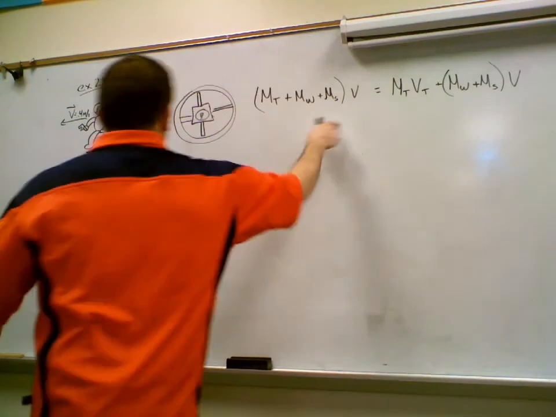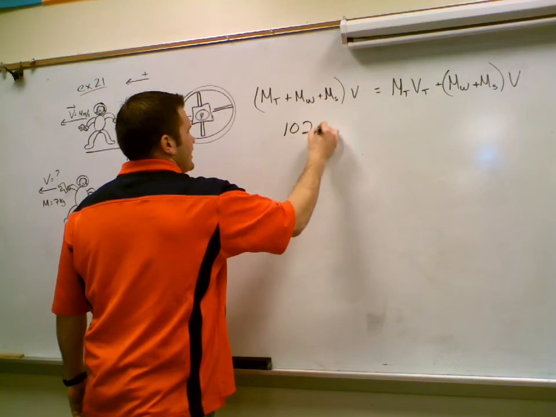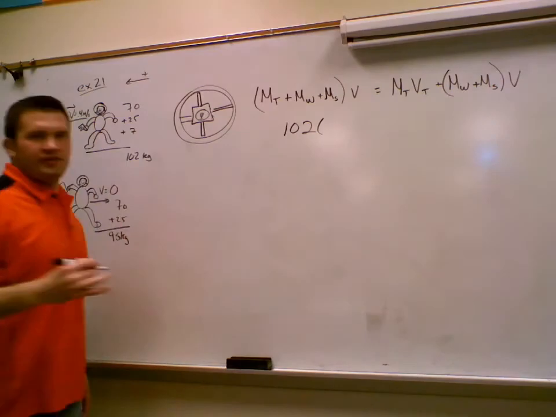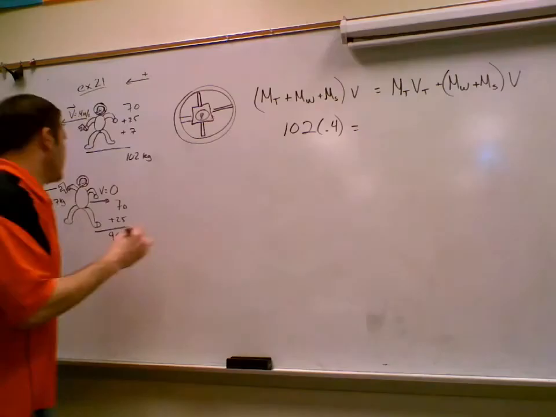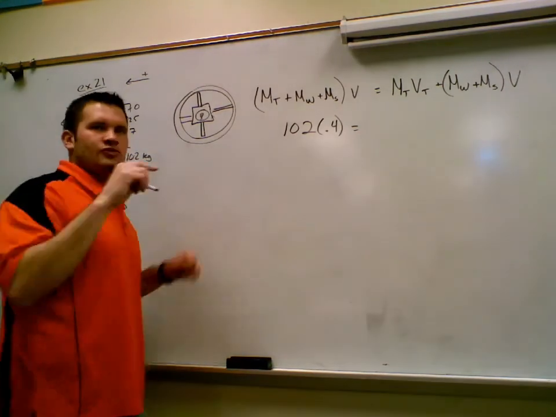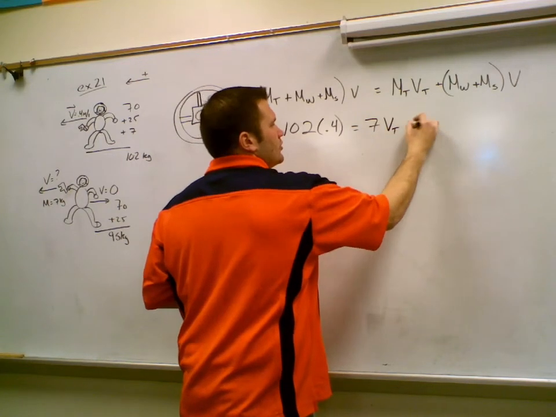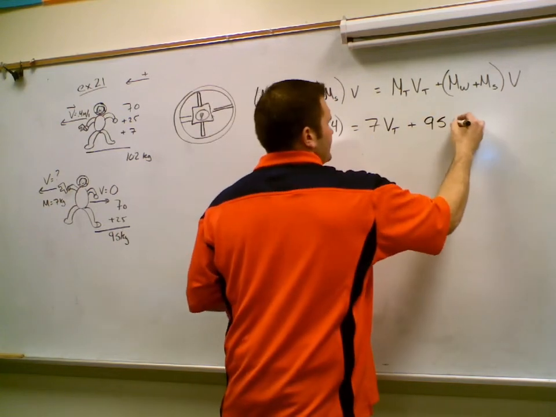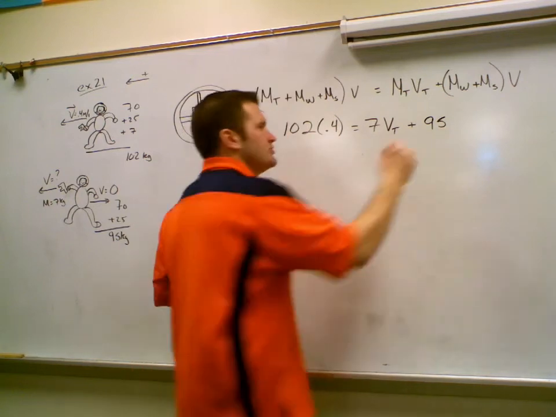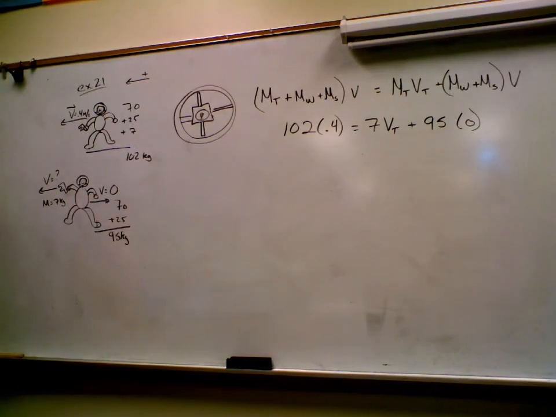Alright, so let's plug in what we know. What's the total mass? 102. 70 plus 25 is 95, plus 7 is 102. What's the initial velocity? 0.4. Okay. Mass of the tool. 7. Do we know the final velocity of the tool? No. Plus her mass in the spacesuit? 95. And we said that V was going to be 0. And this will help us find our minimum velocity required. So 102 times 0.4? 40.8.